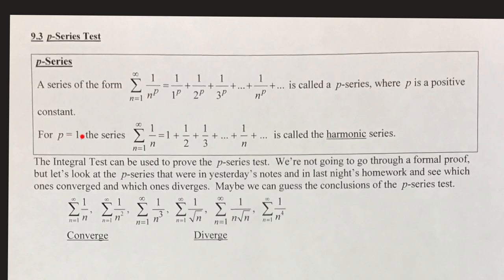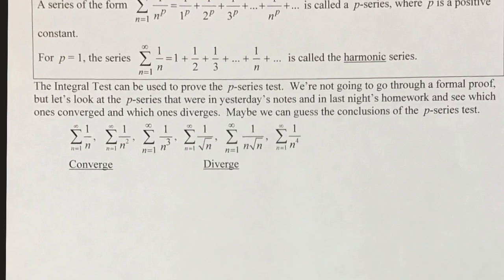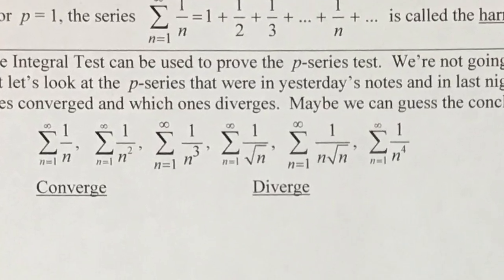So if p equals 1, then we have the harmonic series. Harmonic: 1 plus 1/2 plus 1/3 plus 1/4 plus 1/5. There are harmonic sequences and geometric sequences and arithmetic sequences. Some special things about harmonics. So looking at these, which ones are going to converge, do you think? And which ones are going to diverge? So we have all these ones.